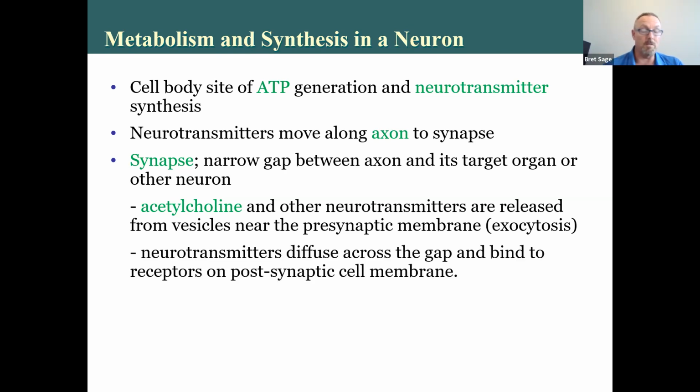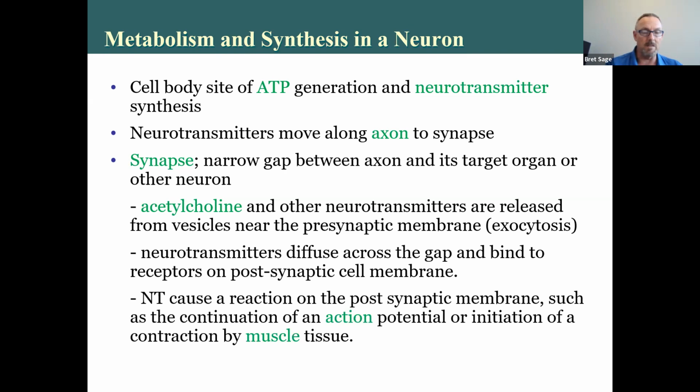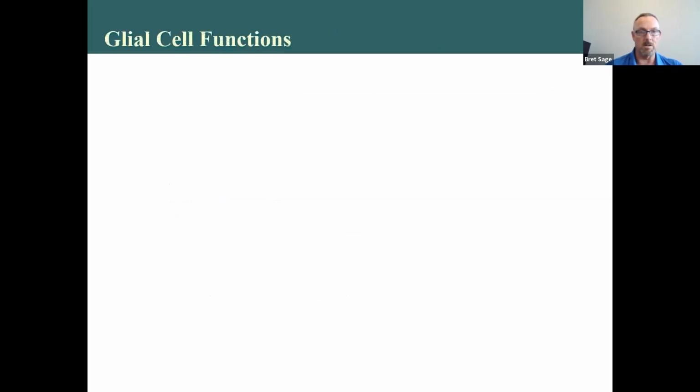So when the chemicals are dumped through exocytosis into the gap, or synapse, they diffuse across the gap and then stick to receptors on the postsynaptic cell membrane. On the next cell, there are receptors that bind those neurotransmitters. When the neurotransmitters bind, it causes a chemical reaction in the cell, usually the initiation of a graded potential or another action potential. I'll explain what those are in a bit. The neurotransmitters cause a reaction on the postsynaptic membrane, such as the continuation of an action potential, or at least the generation of a graded potential, or a muscle to contract, which is also based on an action potential, but a slightly different type than you would see in a neuron.